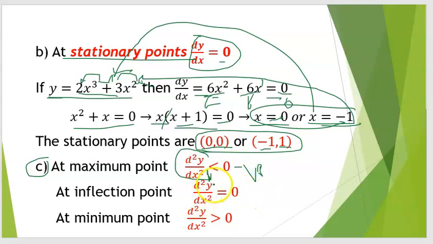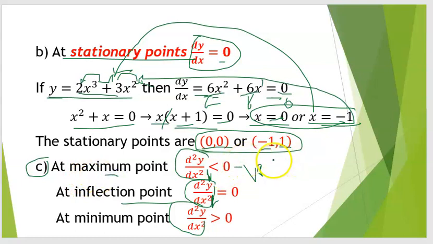Similarly, if the second differential at the turning point or coordinate equals 0, then that point is actually the point of inflection. And lastly, if the second differential at the turning point is positive, then it tells you that that particular turning point is a minimum.